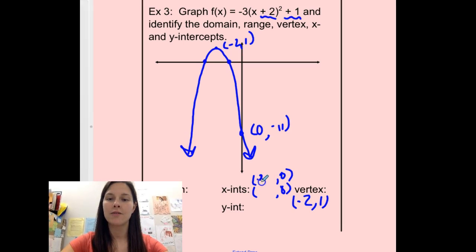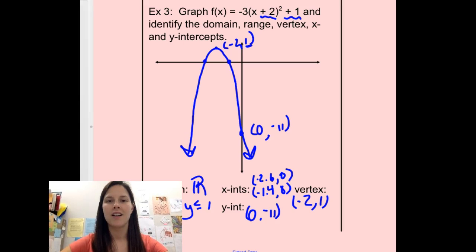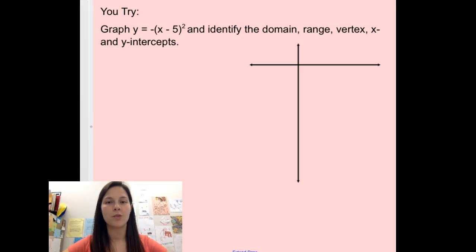The first one was -2.577. I didn't leave myself enough room to write all of that, so I did -2.6. The second one was -1.423, so I will write -1.4 rounding to the nearest tenth. Our y-intercept we identified on the graph, 0, -11. Domain, for every quadratic function, you can always square every number, all real numbers. And that range we get from the y-coordinate of the vertex. This time our graph opens down, so y is less than or equal to 1, the y-coordinate of our vertex. You have one Try question, graph it on Desmos, and identify that key information about the graph.